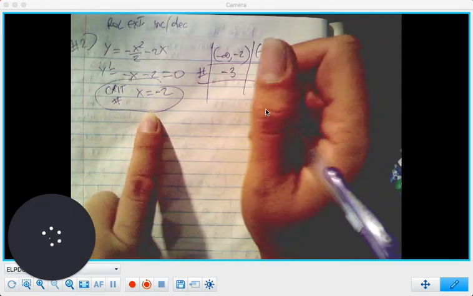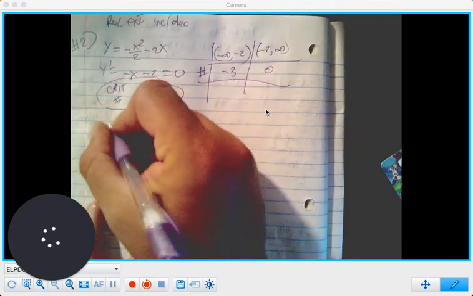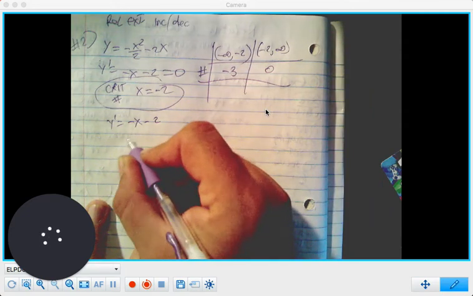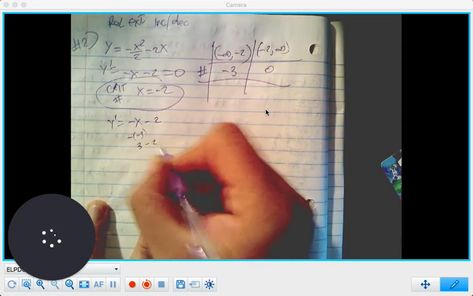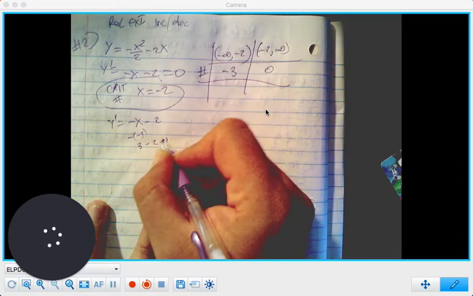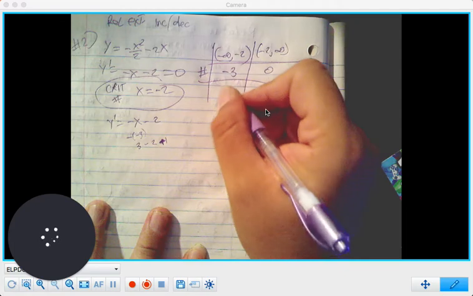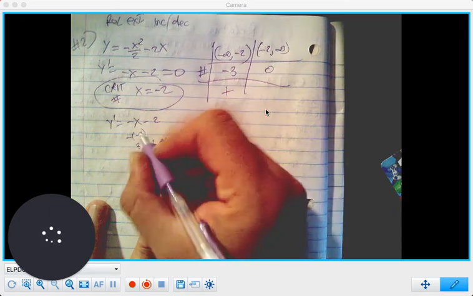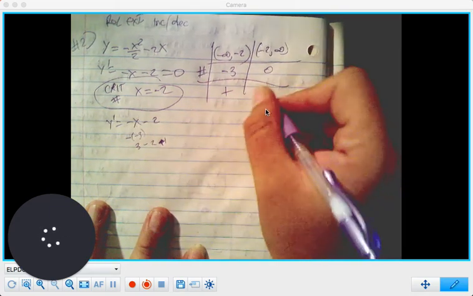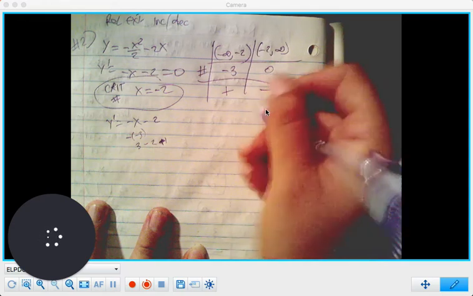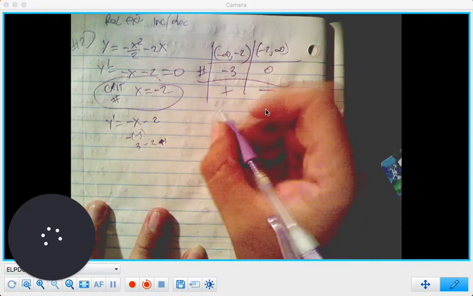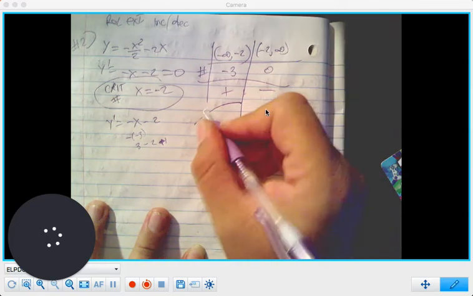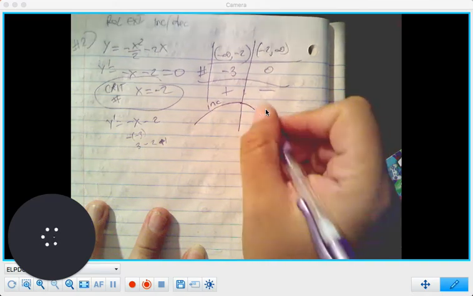Cool. Plug it in your derivative. Let me put it here so we don't make a mistake. Negative x minus 2. Plug in negative 3. This is negative 3. That's going to be positive 3 minus 2. That's positive 1. Remember, we only care about the sign, so this is positive. Plug in 0. That goes away. You get negative 2, so that's negative. What did we just find out right now? Your function is increasing, and then it stops. So increasing, and then decreasing.